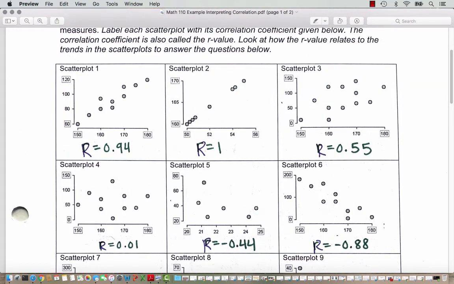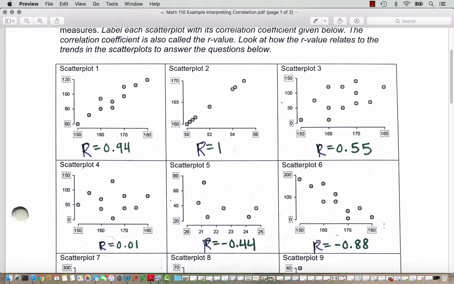So scatter plot 1 has a correlation of 0.94, and then we notice that the association is positive, and the points look pretty close to a straight line. They're not a perfect fit, but they're much closer to a straight line than some of the scatter plots we saw in previous examples.